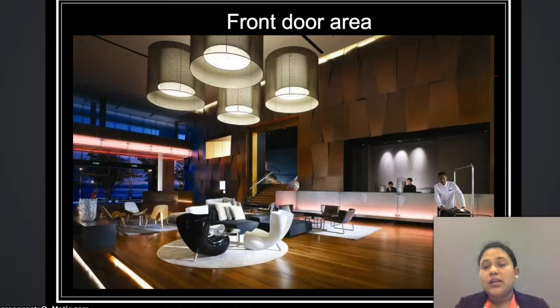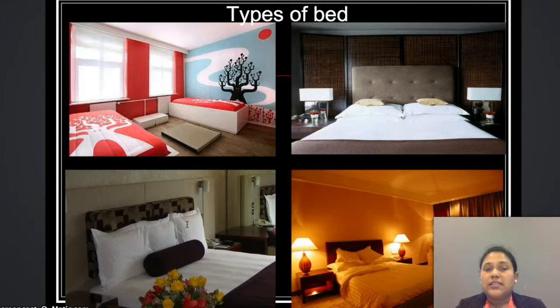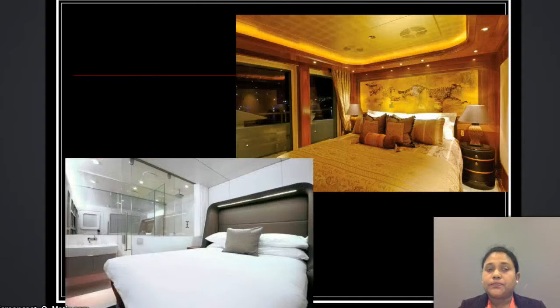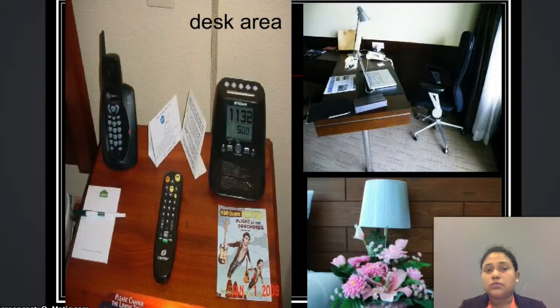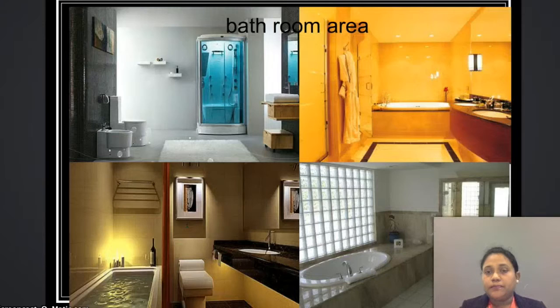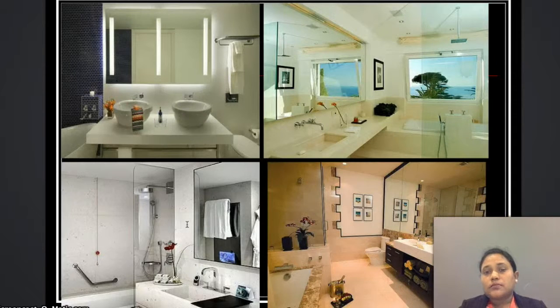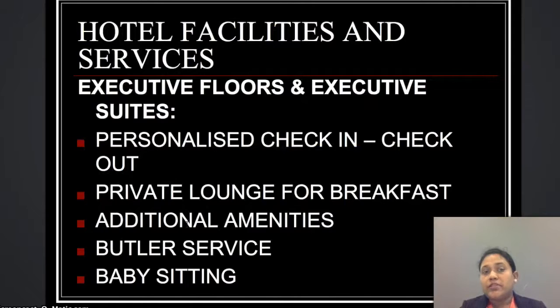Moving further, this is a pictorial representation of a front door area or a lobby in any hotel. Types of beds that are very contemporary nowadays. And the living room area and the bedroom area as well. The desk area, the bathroom area, you can see a shower stall or bathtub. Yeah, you can see all these various bathtubs.